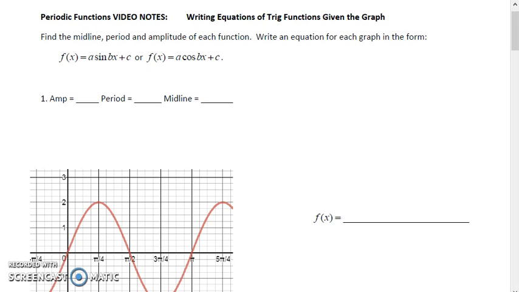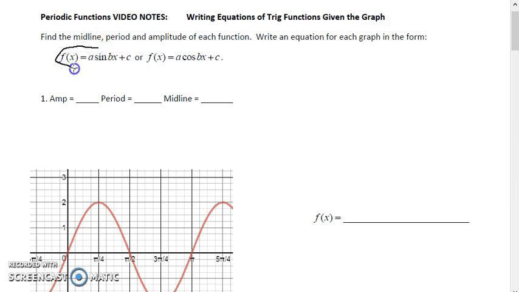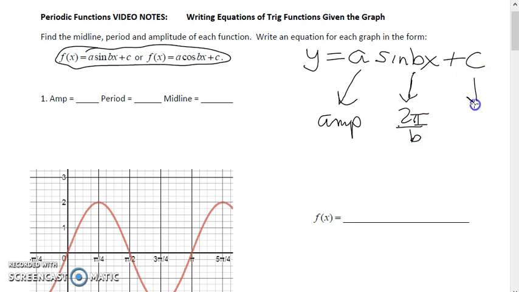Since we know the general equations, if I just write one of those down, this is going to hopefully be helpful, where A is your amplitude. In order to figure out where B comes from, it's always 2 pi over B, and that's going to equal the period. And then C is always the vertical shift, but it's also the midline.